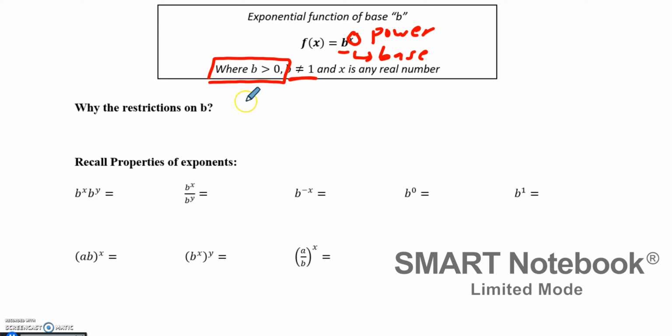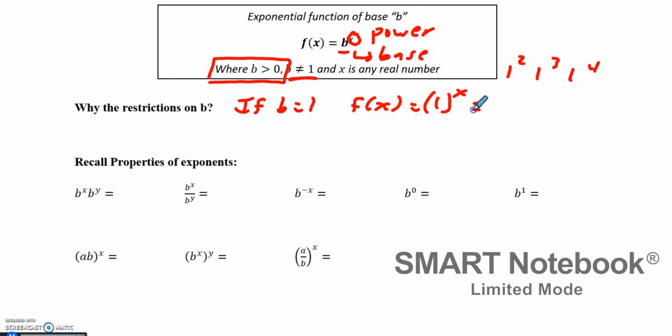Here's why. If b equals 1, what we really have is f(x) = 1^x. And if you think about it, 1 to any power, 1 to the second, 1 to the third, 1 to the fourth, is always going to get you an answer of 1. And so this relationship is not exponential because you're not rising or falling quickly. And so that's why b cannot be 1. Okay? So I'm going to write a little note: 1 to any power is 1.